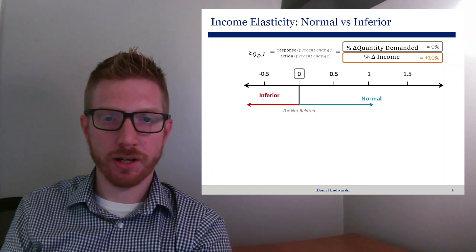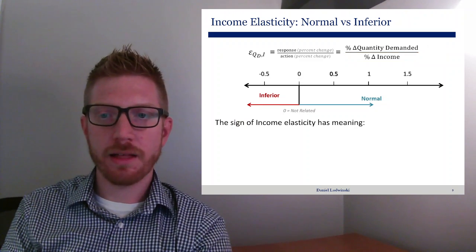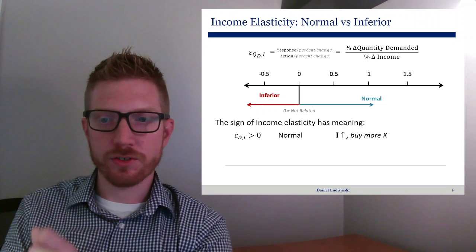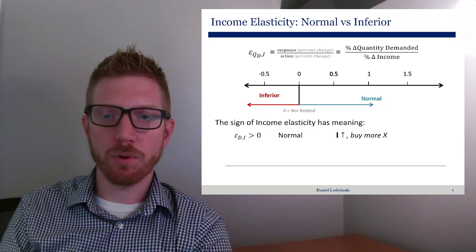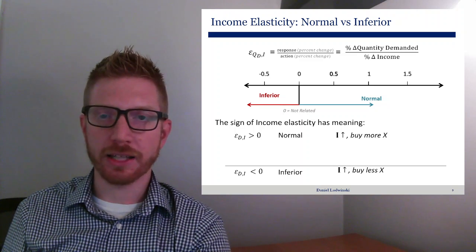You also can have income elasticities of 0, where there's no sort of response in terms of a change in quantity demanded. Again, it's a good that's kind of not related to how much income you have. So again, the sign has meaning. Greater than 0 is normal, your income goes up, you buy more. Less than 0 is inferior, your income goes up, you buy less.